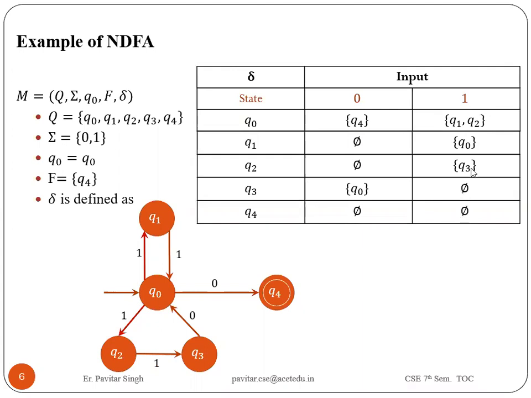I hope the concept is clear to you. And upon Q1, it is going to no state. Similarly, upon Q2, it is going to no state. So here Q0 is acting as your initial state and Q4 is acting as your final state, right? Am I clear about the concept of NDFA? Let me show you one more example on the blackboard.